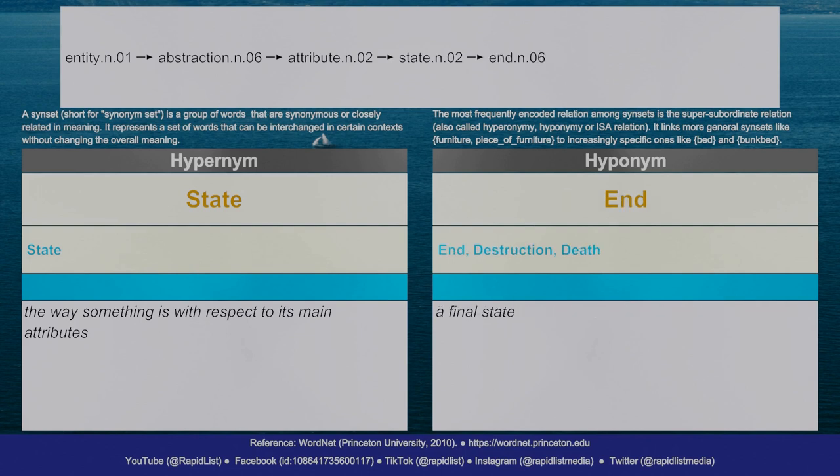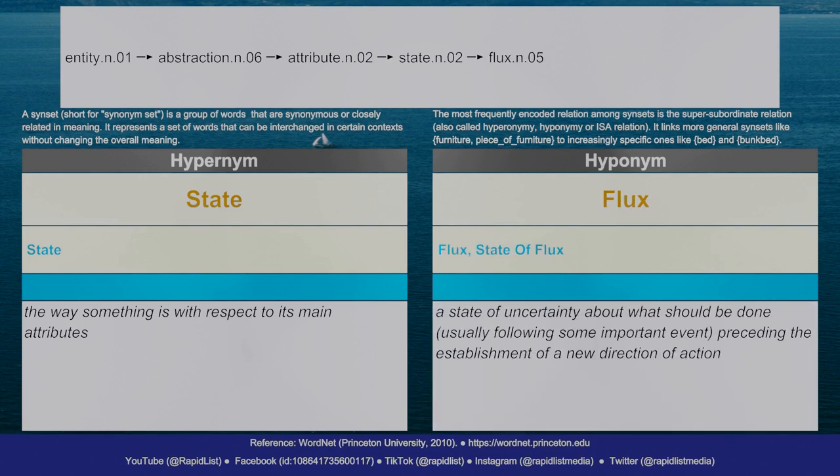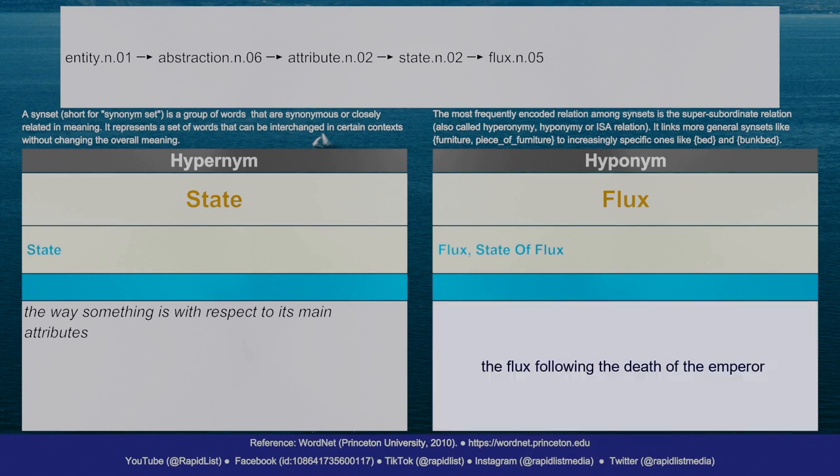End. A final state. The so-called glorious experiment came to an inglorious end. Flux. A state of uncertainty about what should be done, usually following some important event, preceding the establishment of a new direction of action. The flux following the death of the emperor.